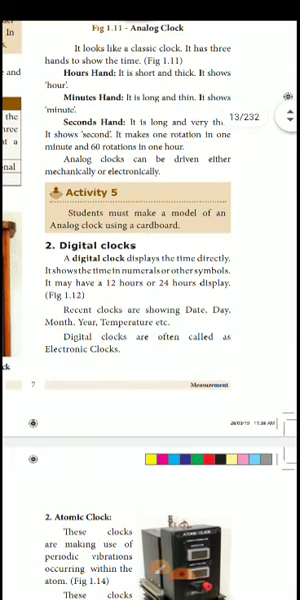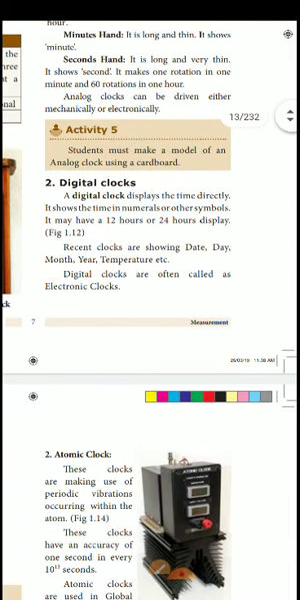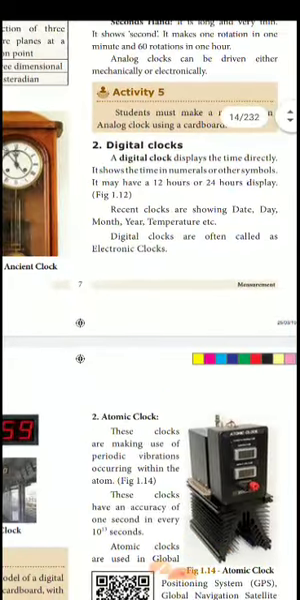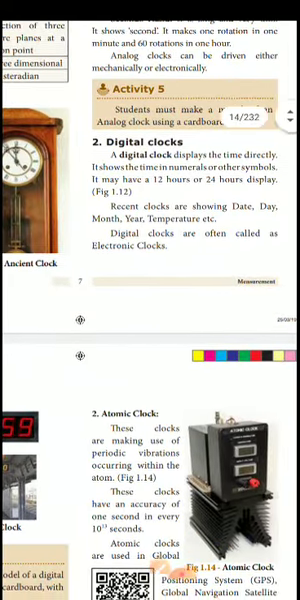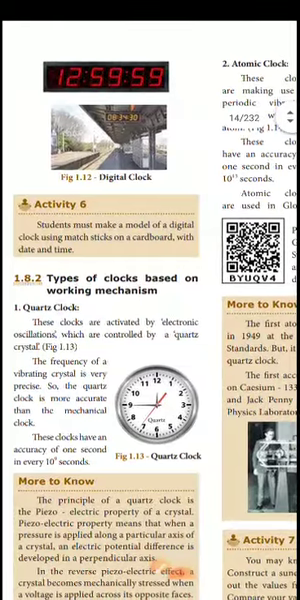What is the meaning of digital clocks? Digital clocks display the time directly. Recent clocks also show the date, day, month, year and temperature. Digital clocks are otherwise called electronic clocks.